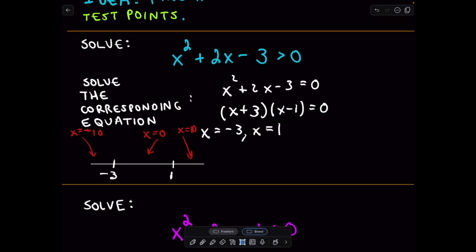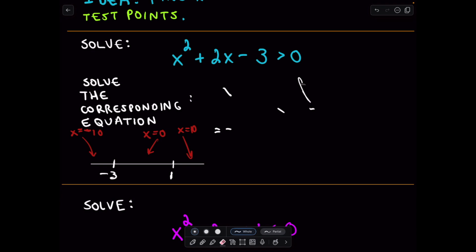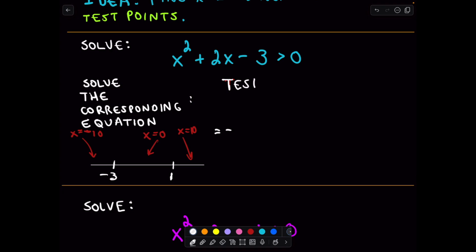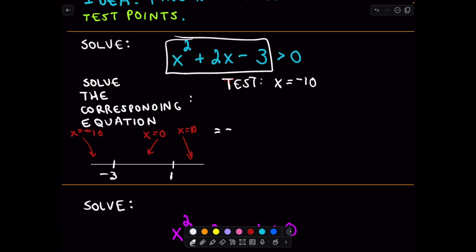So I am going to, let's get rid of this. So now I'm going to test those values, and I'm just going to test them in the inequality. That's all I'm doing. Let's test them one at a time. Let's test x equals negative 10. So I'm going to plug it in here into the left side.